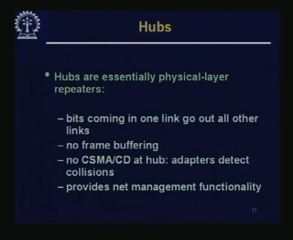Now, hubs are essentially physical layer repeaters: bits coming in one link go out all the other links, with no frame buffering and no CSMA/CD at the hub. Adapters detect the collision. It provides network management functionality. Which means that this hub, although it is an active device in the sense that it has some electronics in it, in its action is more passive. Its active component is restricted to the fact that it amplifies the signal and regenerates it.